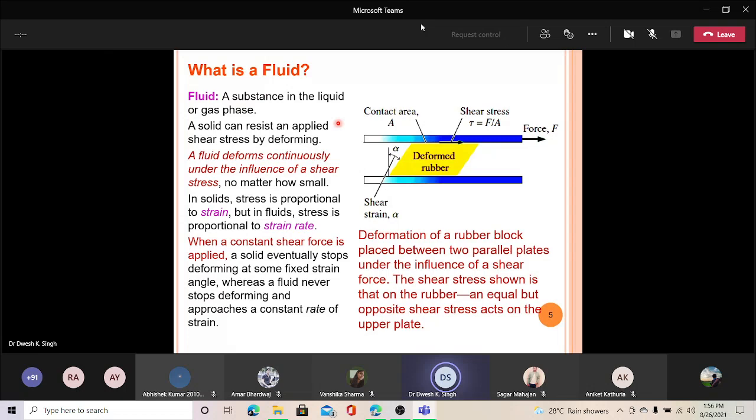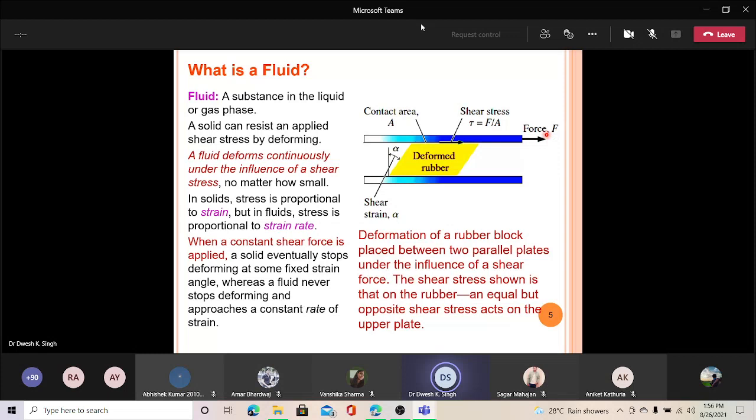When a constant shear force is applied, a solid eventually stops deforming at some fixed strain angle, as we know. Whereas a fluid never stops deforming; it approaches a constant rate of strain. Here we have a figure showing the deformation of a rubber block placed between two parallel plates under the influence of a shear force. This is our shear force.